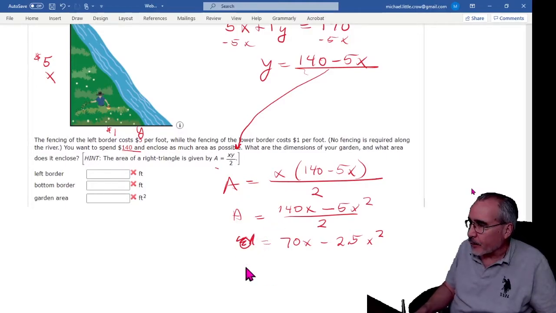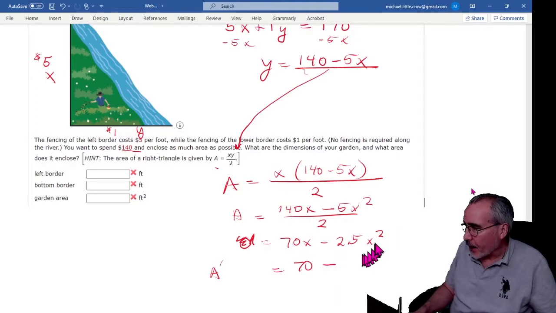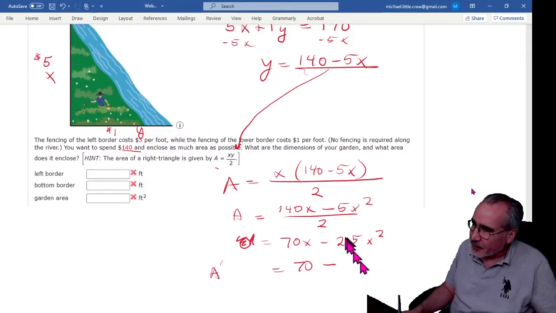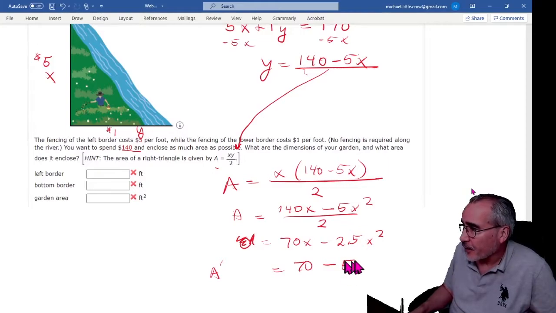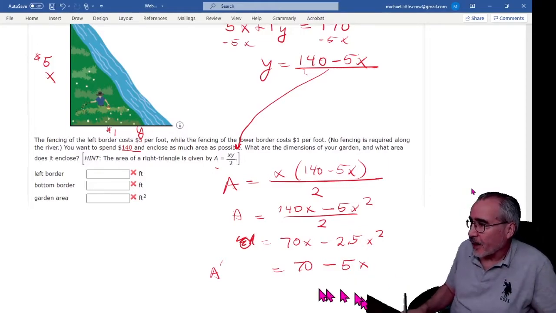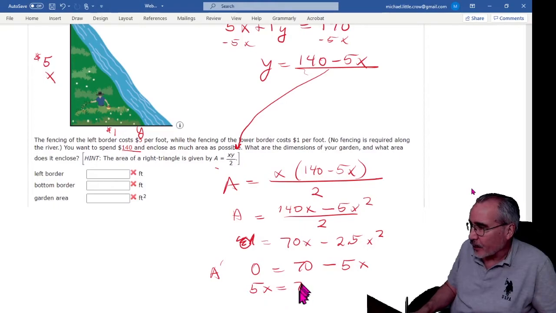We want to take the derivative of the area. So that's going to be 70 minus 2 times 2.5, which is 5x. You can see now where that formula b over 2a comes from, because it's a derivative. That's cool. Then again, we set this equal to 0 and add 5x to both sides. So you get 5x equals 70.